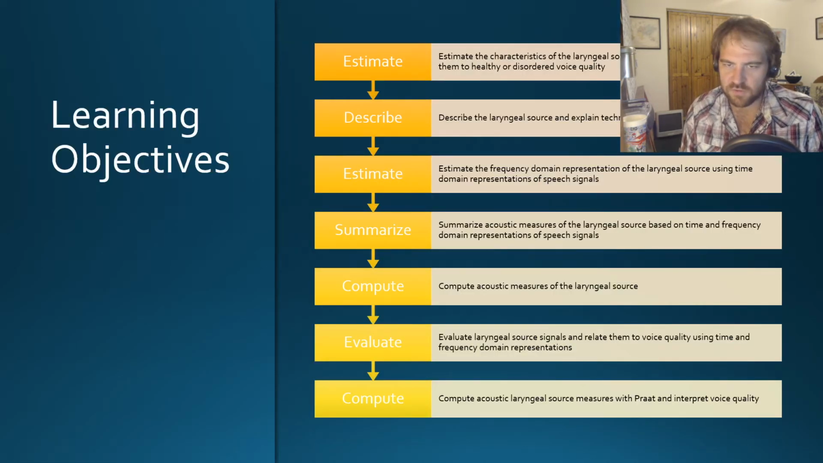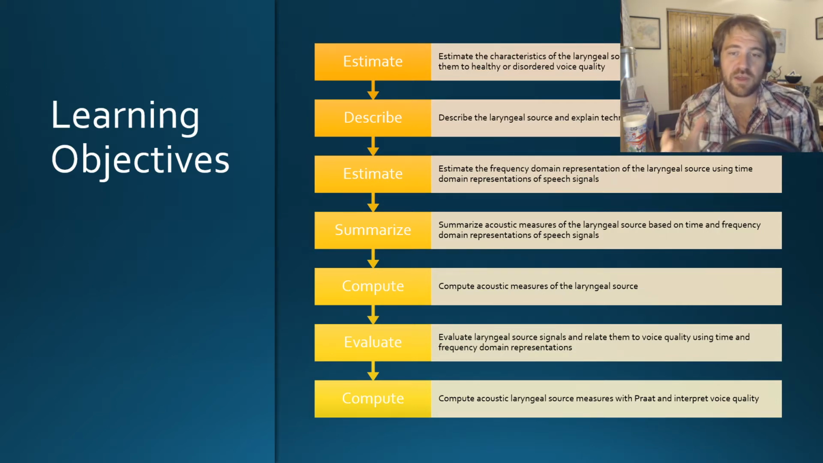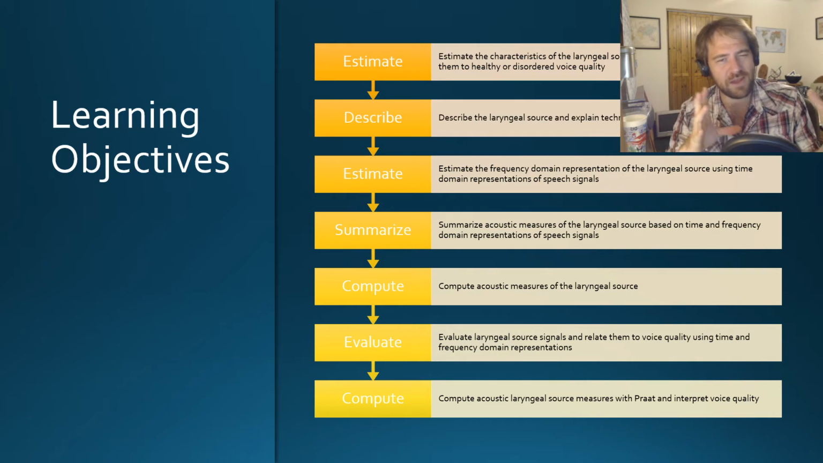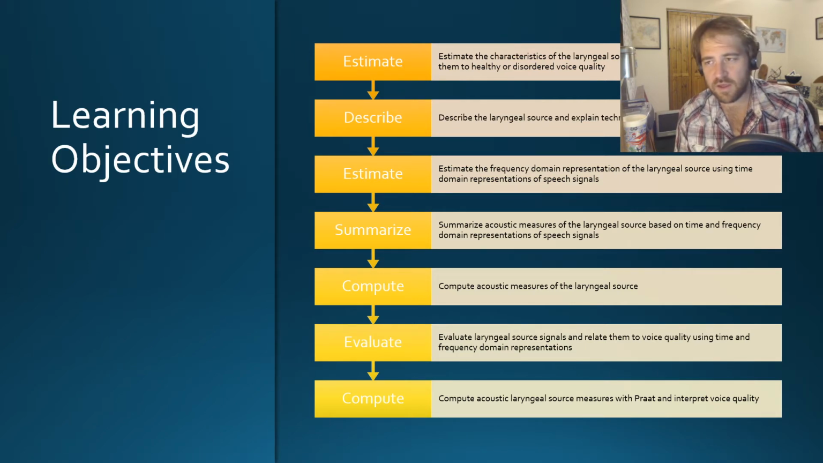So, what we're going to do this week, there's a few different things. The first thing we're going to do is estimate the characteristics of the laryngeal source using speech signals and then relate those to healthy and disordered voice qualities. So, essentially, what that means is we're just going to look at what's going on in the voice. We're going to use computer-based measures or computational-based measures. We can do it either way, and decide if a voice has qualities that are normal or somewhat disordered.